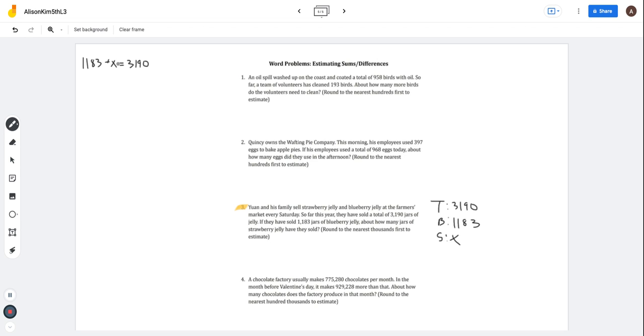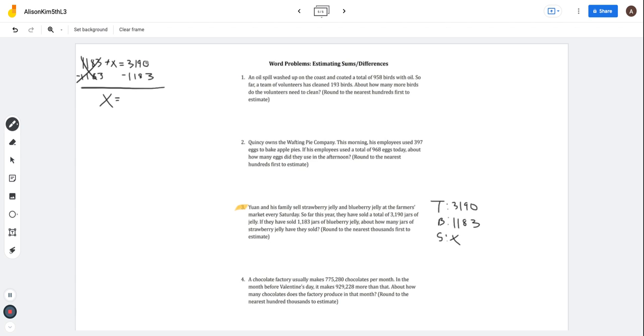And this is the same equation that we see on the first worksheet, right? The first worksheet that we saw in this video, right? So this is exactly how we're going to solve it, just like that worksheet. So we want X alone, so we're going to subtract 1,183 from both sides. So yeah, 1,183 minus right there, and then minus 1,183 right here. On the left side, it just cancels out, and we just bring down the positive X. And then we just do 3,190 minus 1,183, right?